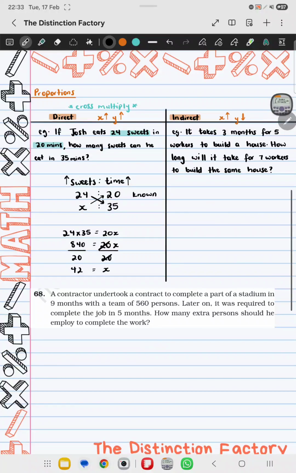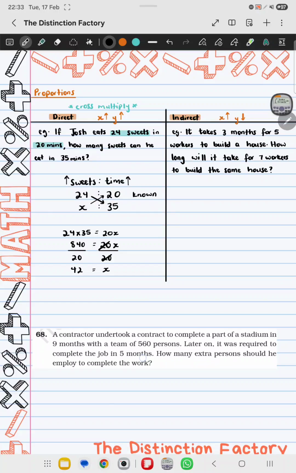So remember, for indirect proportion, as one thing increases, the other thing decreases. So if we are looking at our question, it says that it takes 3 months for 5 workers to build a house. How long will it take for 7 workers to build the same house? So let's first evaluate how do we know whether this is direct or indirect proportion. So we are comparing the workers that we have to the time that it takes for them to complete the house.